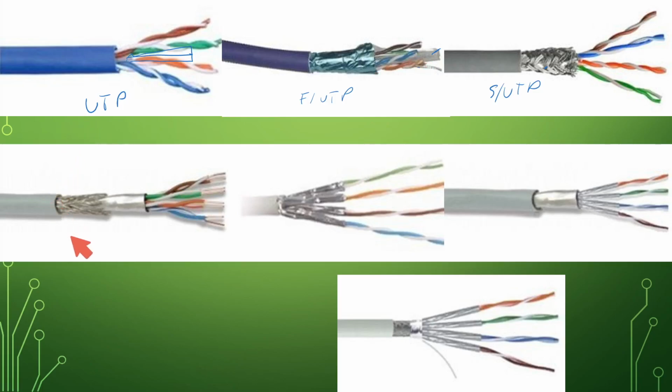Down here we've got SF, so we've got shielded and foiled. UTP, unshielded twisted pair. Shielded with unshielded twisted pair, yep. And then we've got our unshielded with foil twisted pair. And FTP. All right. And notice the difference between this foil and this foil.